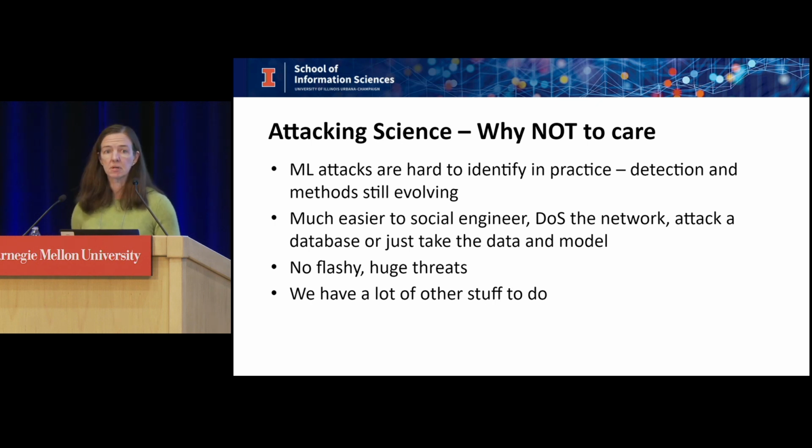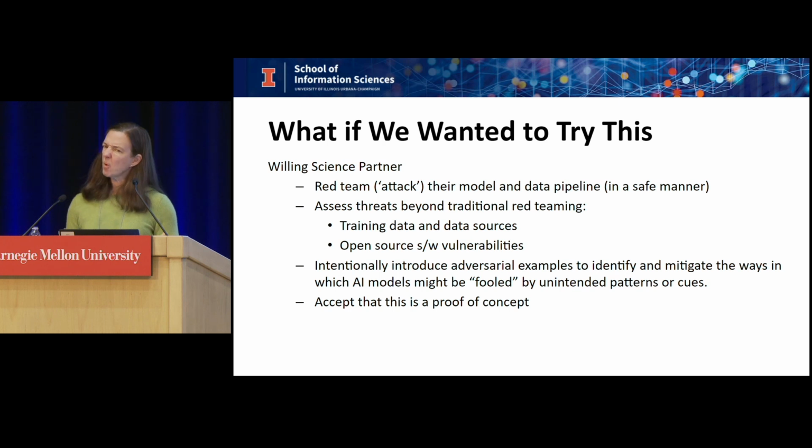There's ransomware still. There's basic security of the network. Some of these attacks are hard to identify in practice. Detection and the methods to do that are still evolving. It's easier across an AI application pipeline to just social engineer somebody to get access, DOS the network, attack a database, or just take the data and the model and do your own thing. It's not flashy. There's no huge threat where I could point to a scientist and say, you've got to listen to us. But what if we wanted to try this?